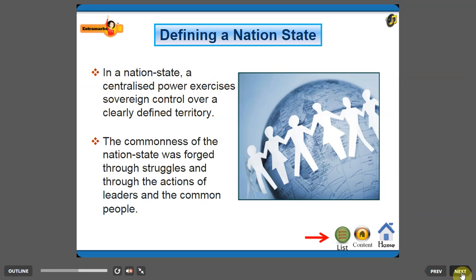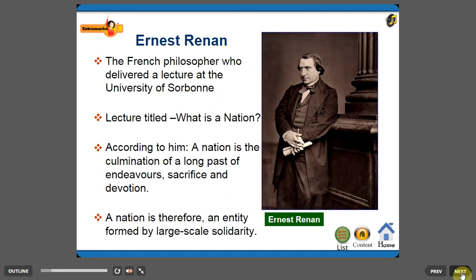Defining a nation state. A nation state is an area in which a centralized power exercises sovereign control over a clearly defined territory. The commonness of the nation state was forged through struggles and through the actions of leaders and the common people. Ernest Renan was a French philosopher who delivered a lecture at the University of Sorbonne on the topic, "What is a nation?" According to him, a nation is the culmination of a long past of endeavor, sacrifice, and devotion. Therefore, a nation is an entity formed by large-scale solidarity.